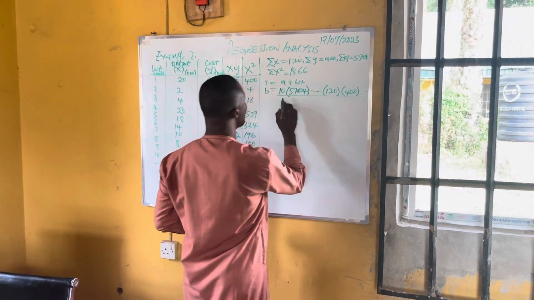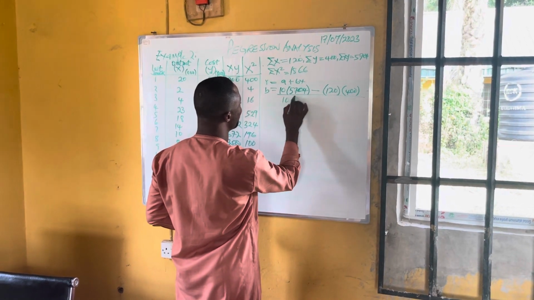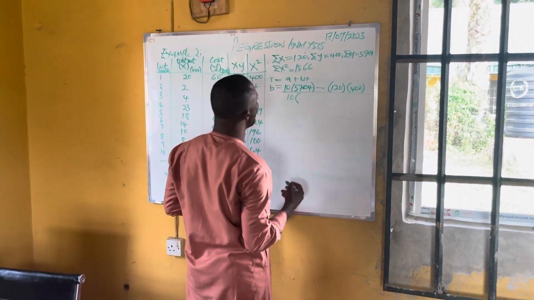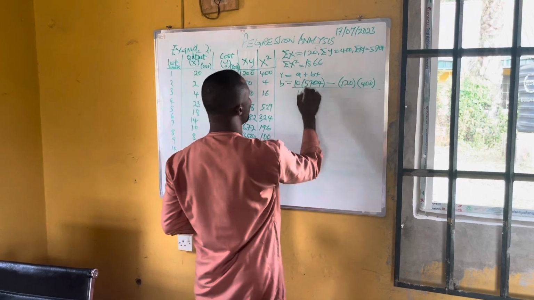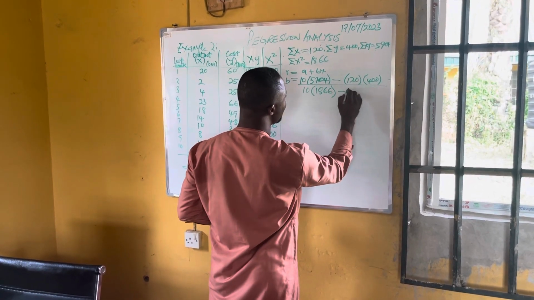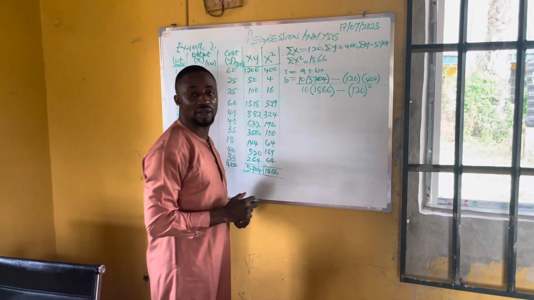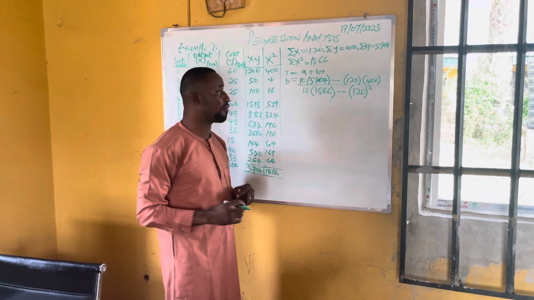Divide by n, summation what? 10 into summation x squared. Summation x squared is what? 1866 minus summation x, summation x is 120, squared. Is that not what you have? Yes. That's the interpretation of our formula.